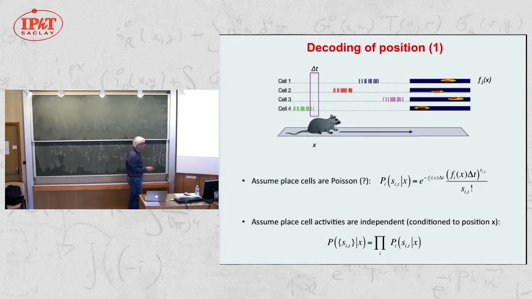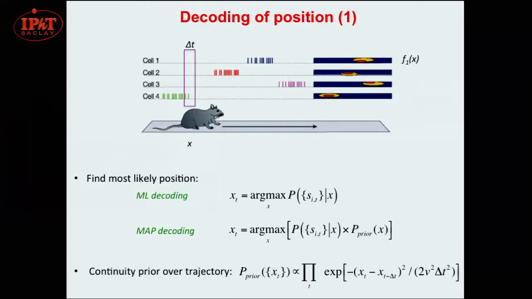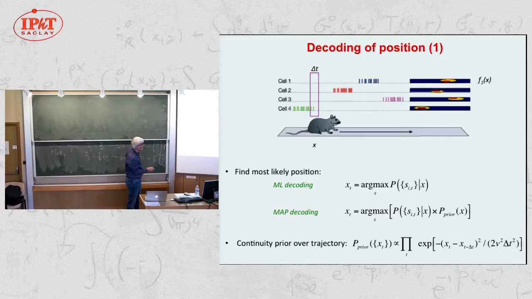So if you assume this, then you would say that the probability of the whole vector of activities for all the place cells i, conditioned to the position x, will be the product of this Poisson law distribution. Okay? And now what we can do is to decode the position, and there are different ways of doing that. For instance, we measure the activity in time bin number t, we have all the cells, this cell emitted 2 spikes, this one 0, 0, 2, 3, and so on. Then we can find the value of x which maximizes this.